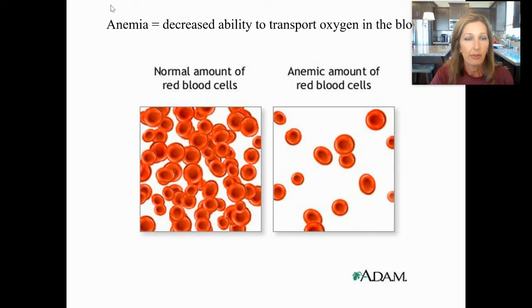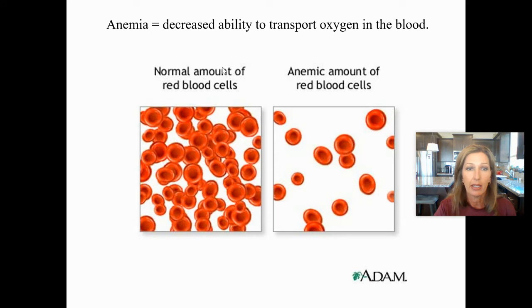We've talked about anemia. When somebody refers to themselves as having anemia, there's all different types of anemia. But what we mean by somebody having anemia is that in some way, shape, or form, they have a decreased ability to transport oxygen in their body. So oftentimes, some people are anemic because they don't have enough red blood cells, and that's what we're seeing here in this particular picture.